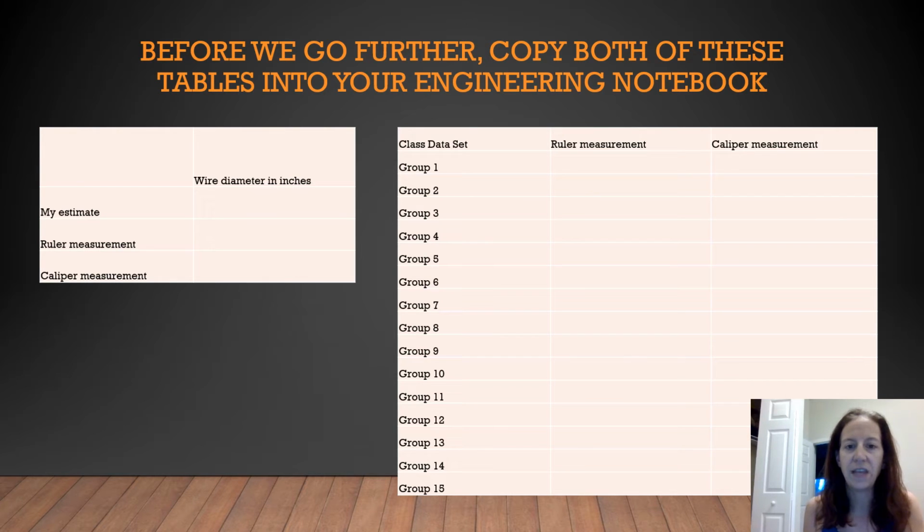Then you want the class data table, and I set that up for 15 groups. That should accommodate both of my engineering classes, at least the year that I'm recording this. If we don't have that many groups because people are absent or whatever, then you'll have a couple extra rows in it. But then you want a column for the ruler measurement and a column for the caliper measurement. So if you're watching this from home and you don't have that in your notebook, pause the video here and copy that into your notebook. Make sure that you leave yourself enough space to be able to write in your table because you're going to have some numbers that you need to write there.